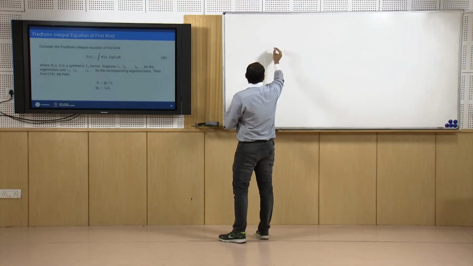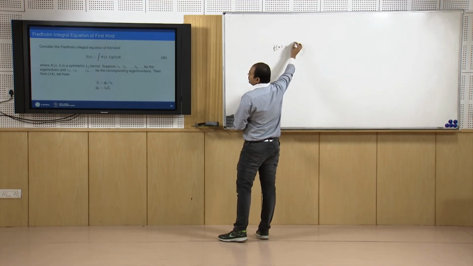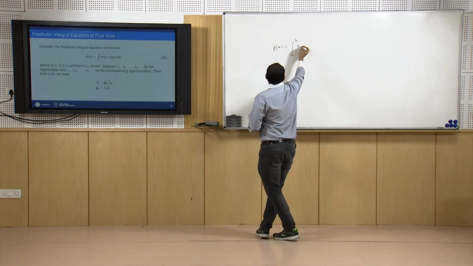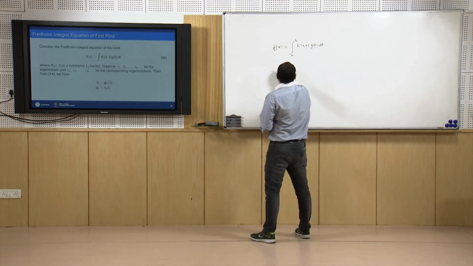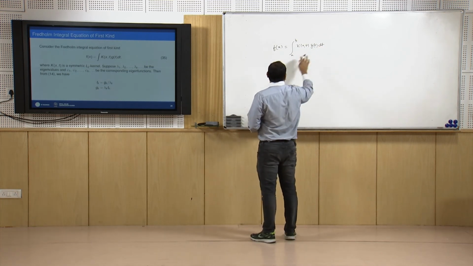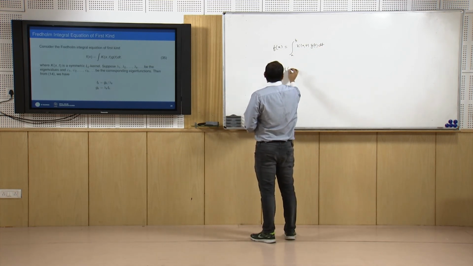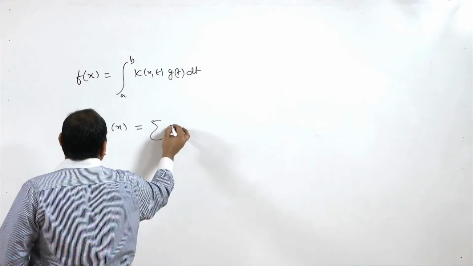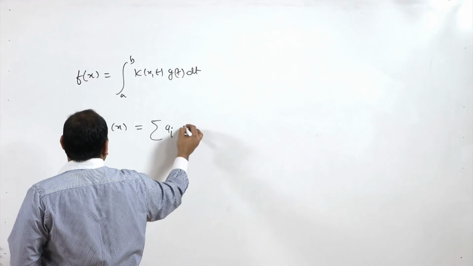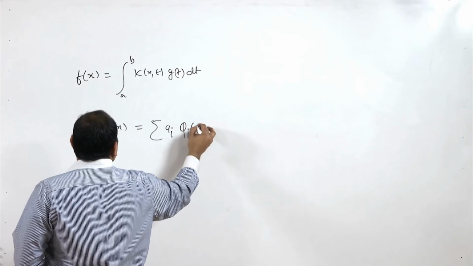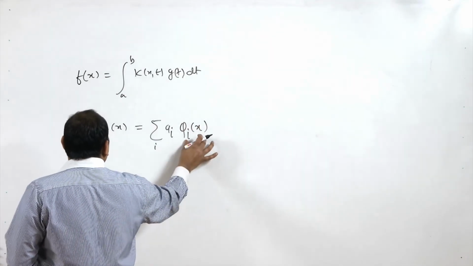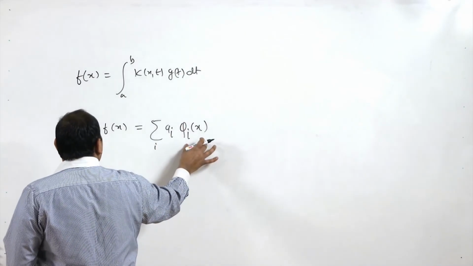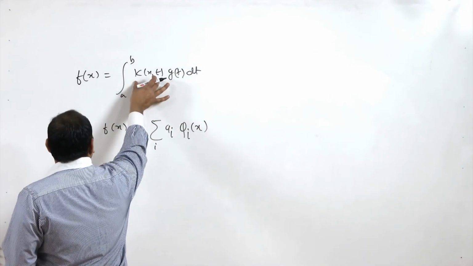So here we are using the Hilbert-Schmidt theorem, that f of x is equal to the integral from a to b of k of x,t g of t dt, and if k and g are both L2 functions, then f can be written as the summation of a_i phi_i of x, summation over i, where phi is the normalized eigenfunction corresponding to this kernel k.